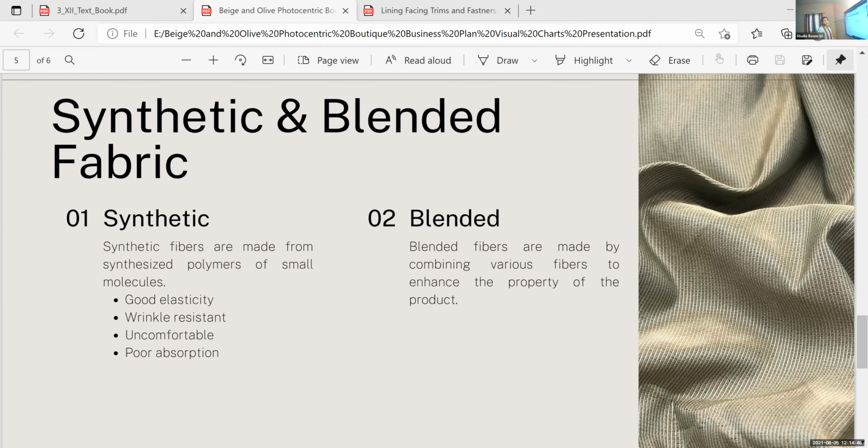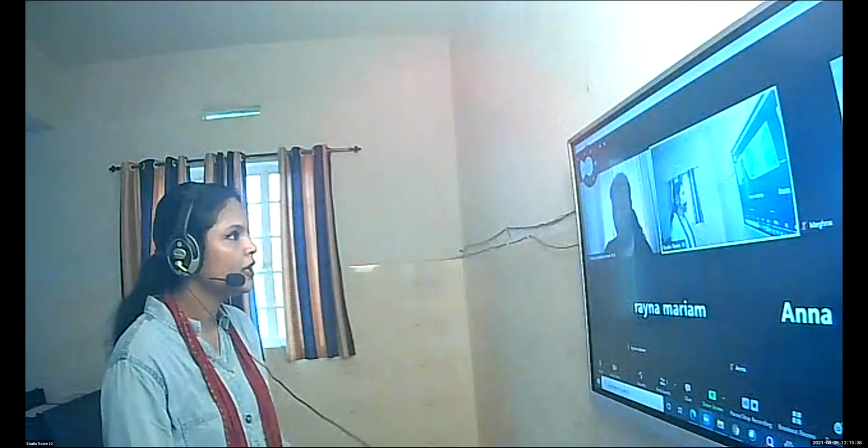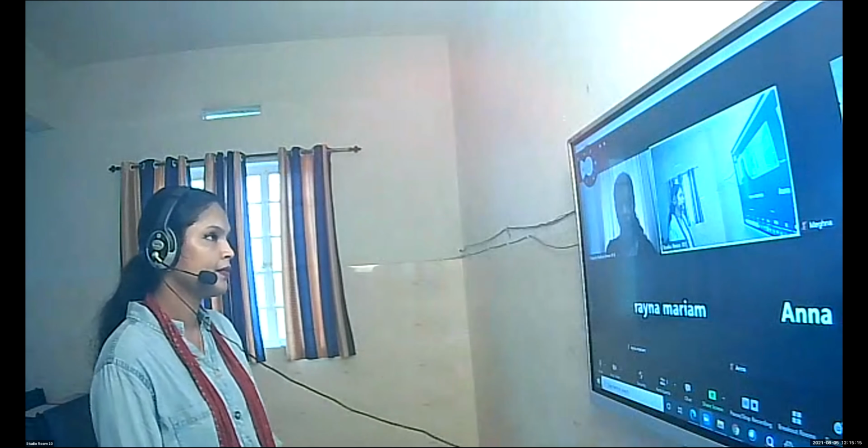So what about blended fabric? We already have natural fabric and fibers. We also have synthetic fibers and fabric. So what is the necessity, or what is the need, of blended fabric? Why did man blend two things together? So now they have the advantages of both natural and synthetic.